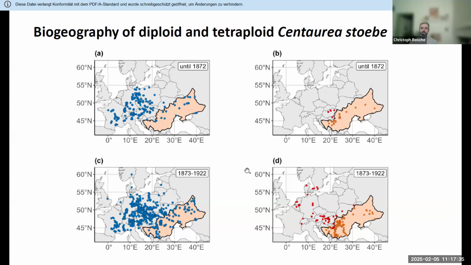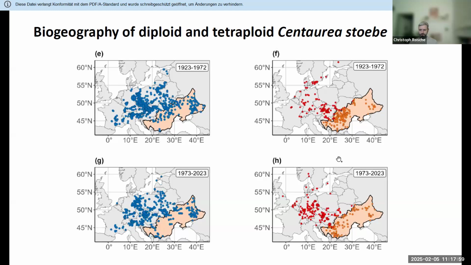In contrast, tetraploids, up to 1872, there were hardly any occurrences outside the native range, except for a few records in the immediate vicinity, such as Budapest, which was a major trade hub in Europe at that time. And in the following time periods, the distribution of tetraploids expanded significantly towards Central Europe and Western Europe.